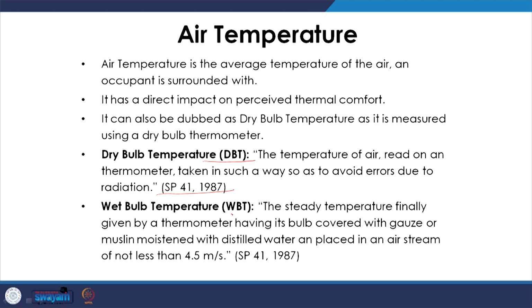The other is WBT, wet bulb temperature, which takes into account the impact of humidity in the air. Dry bulb temperature does not take into account the humidity, while wet bulb temperature takes into account the humidity present in the air. Now, what does the humidity do? Humidity helps us release some heat from our body through evaporation, taking away some heat and making us feel comfortable. Wet bulb temperature takes that into account.